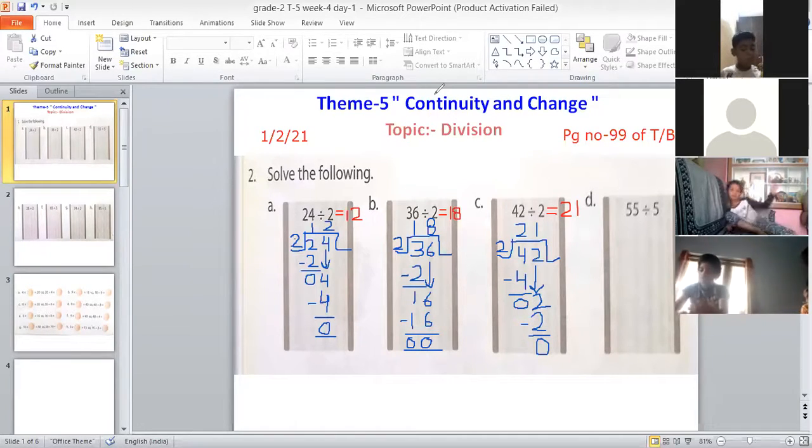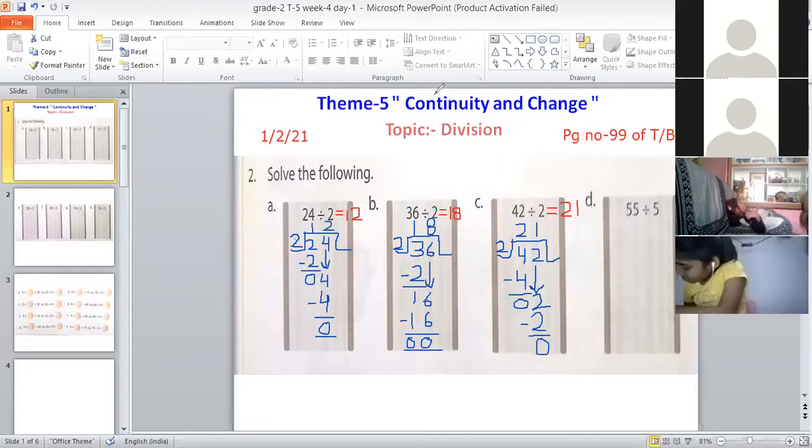Yes, Shreyas. Ma'am, which page number, ma'am? Shreyas, page number 99 of your textbook. Okay, ma'am. And I have written this at the top of the slide also. Okay, fine.